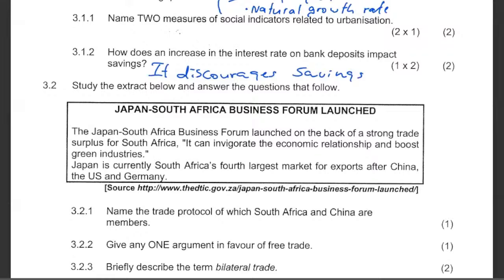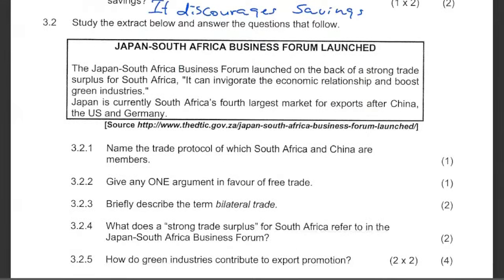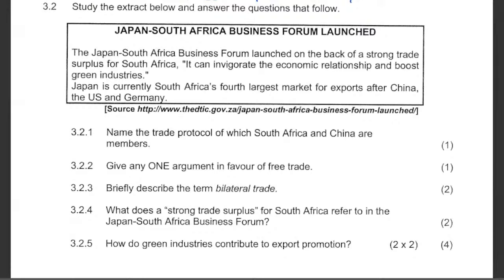Okay, right. So now let's move on to 3.2. Study the extract below and answer the questions that follow. Japan South Africa Business Forum launched. So now we say that we have the Japan South Africa Business Forum launched on the back of a strong trade surplus for South Africa. So it can invigorate the economic relationship and boost green industries. So now Japan is currently South Africa's 4th largest market for exports after China, the USA, and Germany. Okay, right. So now the question, which is 3.2.1, reads as follows. Name the trade protocol of which South Africa and China are members. So now these are members of BRICS.